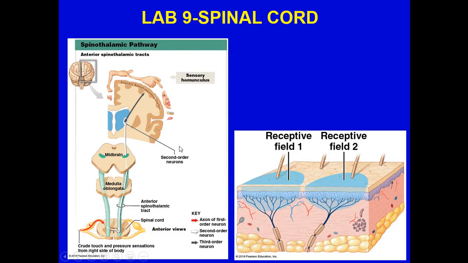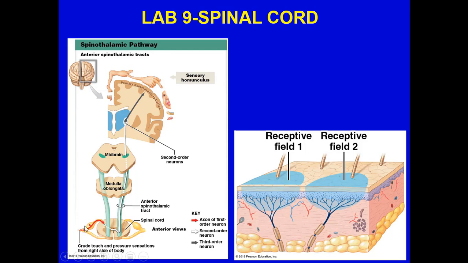Here's the first, second, third order. I'll get into this in a second. The first order brings up the sensory information to the spinal cord. The second order passes it over to the opposite side. Remember, we always say that it's the opposite side of the brain that controls one side of the body. So your left side is actually controlled by the right side of the brain. Your left arm, right brain. Right arm, left brain. So here we have the pathway.